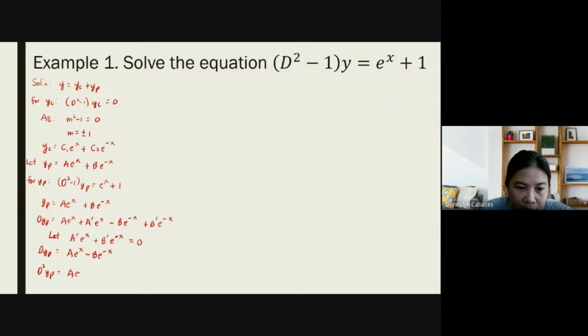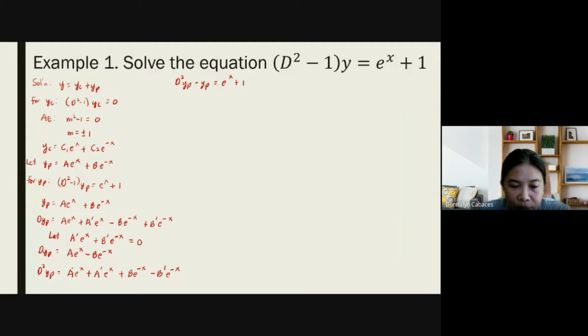That is a e to the x plus a prime e to the x plus b e to the negative x minus b prime e to the negative x. So we now have your second derivative of yp and your yp to be substituted to our given differential equation. With the given differential equation, you have the second derivative of yp minus yp is equal to e to the x plus 1.